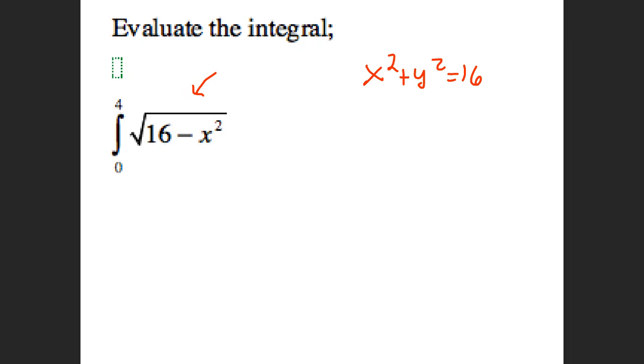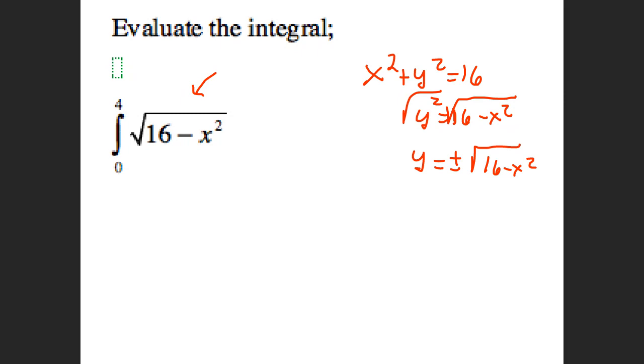Now, if I solved for y, I would subtract x squared off. So I'd end up with y squared is equal to 16 minus x squared. And then I would take the square root of both sides. So I'd end up with y is equal to plus or minus the square root of 16 minus x squared. Now, this does not have plus or minus. So this is just the top half of the circle.